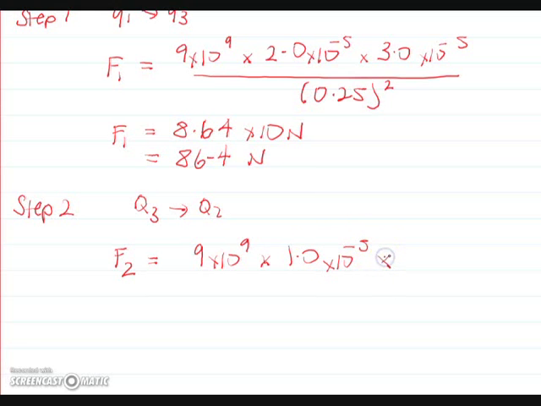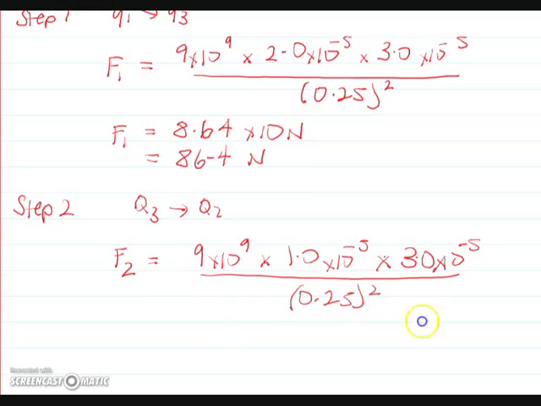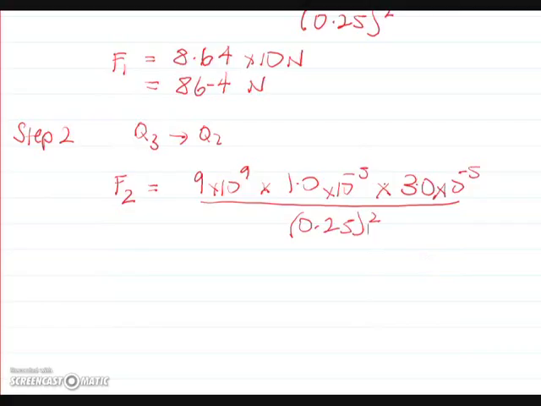And we're timesing that by Q3, which is 3 times 10 to the 5, minus 5. And again, the distance is the same. So 0.25 squared. Apologies for my messy writing. This pen is not super, but it's working okay. So that gives us 4.32 times 10 newtons, or 43.2 newtons for force number 2.